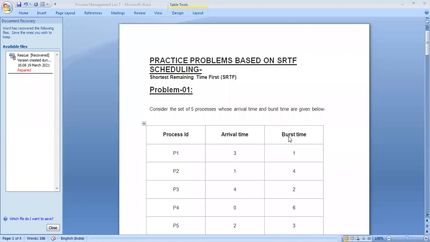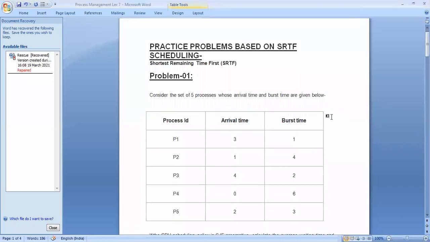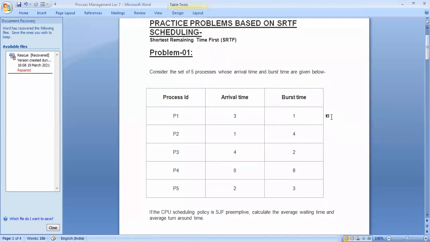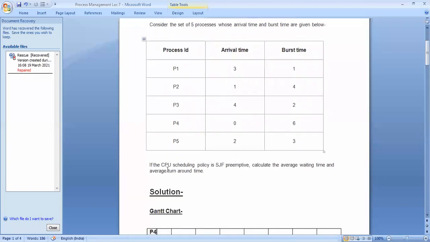Okay, screen is visible to everyone. Yes, sir. Okay, so now we'll start the program. So this is the problem. Process ID is given, arrival time is given, and burst time is also given. So five processes are there. Arrival times are 3, 1, 4, 0, 2 and burst times are also given. So now if the CPU scheduling policy is shortest job first preemptive, then calculate the average waiting time.